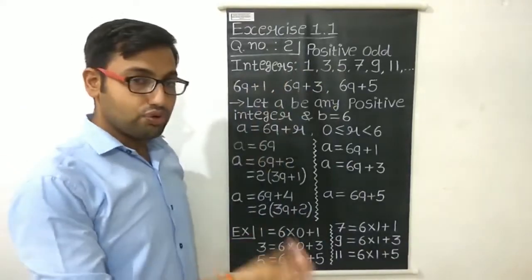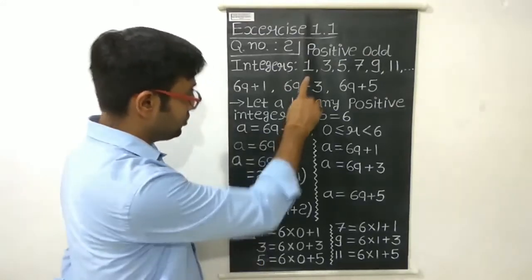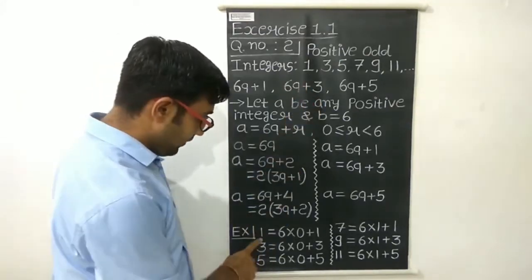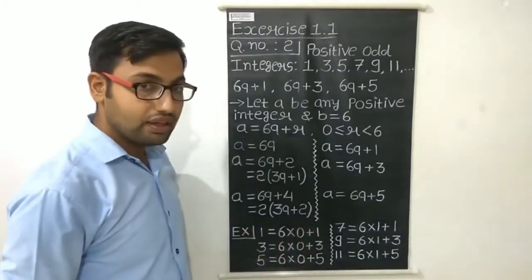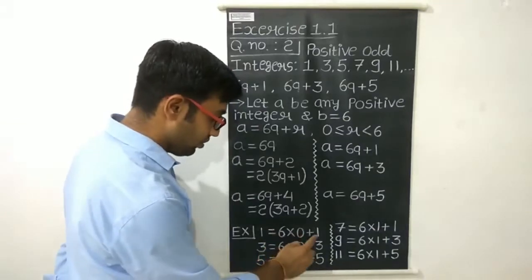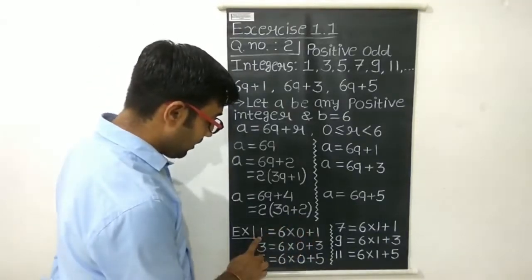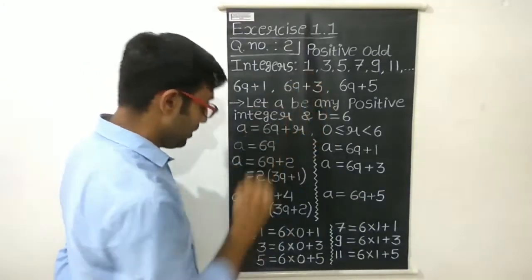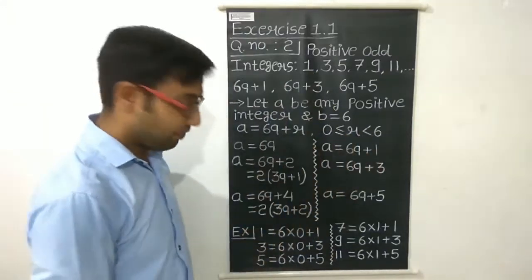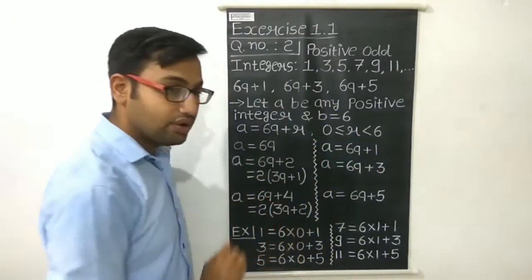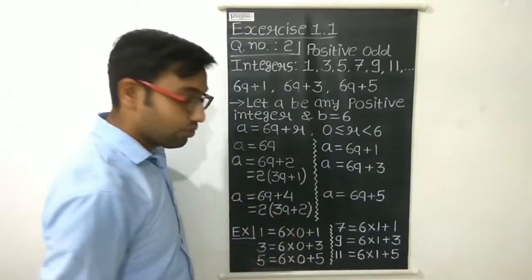Let's take some examples to understand it, right? Let's suppose we want to represent the first number. So we can write 1 equals 6 into 0 plus 1. Yes, because 6 into 0 is 0 and plus 1 remains. So 1 equals 1, right? So we can write 1, the first positive odd integer, in the form of 6q plus 1. What is q? q is 0. And in the question it is given that q is some integer. So q is 0 here.